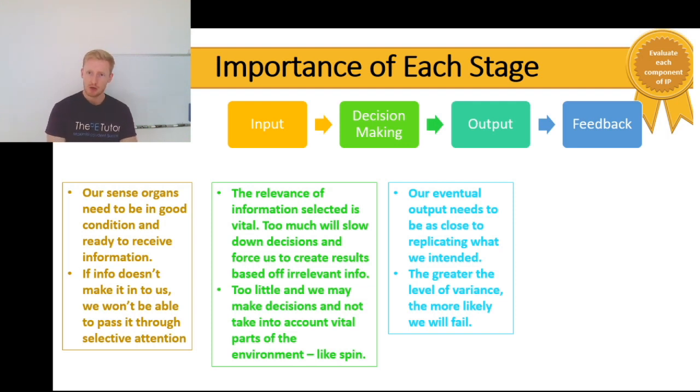Output. So our eventual output needs to be as close to replicating what we intended. The greater the level of variance, the more likely we will fail. That goes back to that idea of Rooney in the air with that bicycle kick. He had to get so many things right. He had to be able to convert thought into action with impeccable accuracy. If he didn't, it would have gone over to the side, fluffed it, whatever.